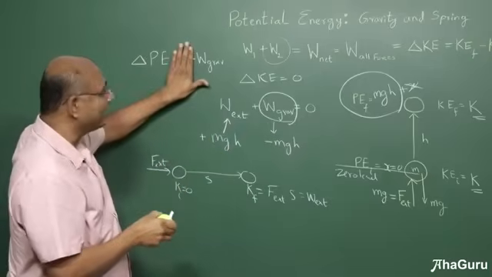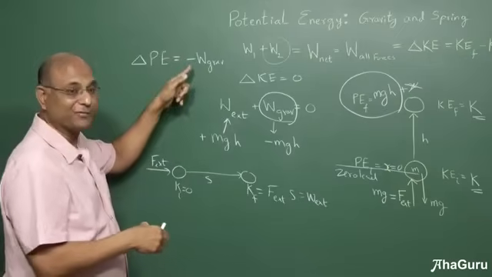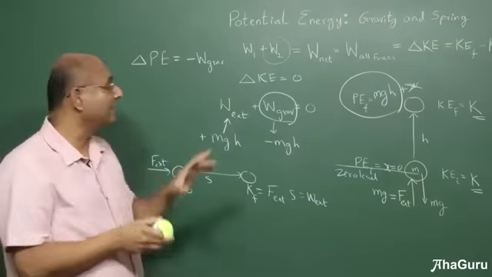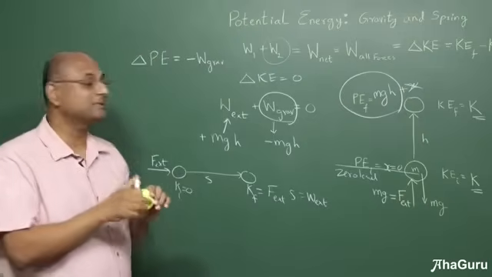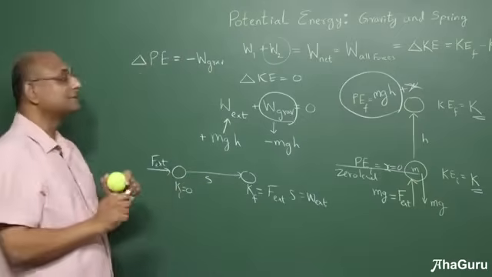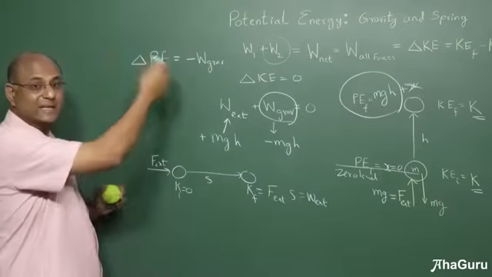So what was the work done by gravity? Already negative, so minus of it will become positive. That is the amount of energy stored in the system. We say that the gravitational potential energy is not stored in the object, but stored in the gravitational system. So this is the change in the energy.